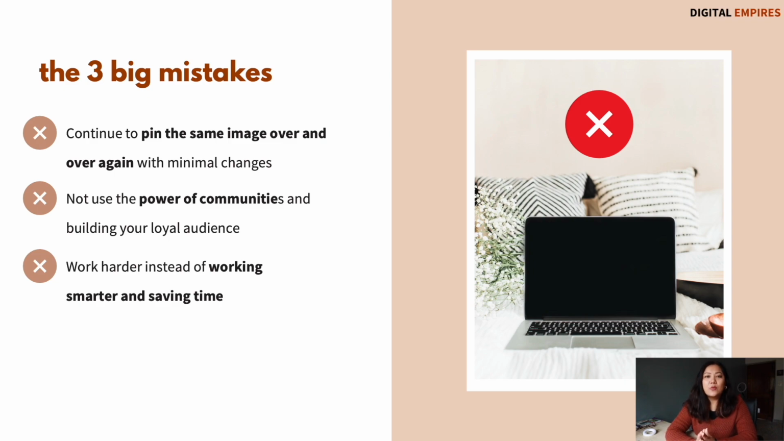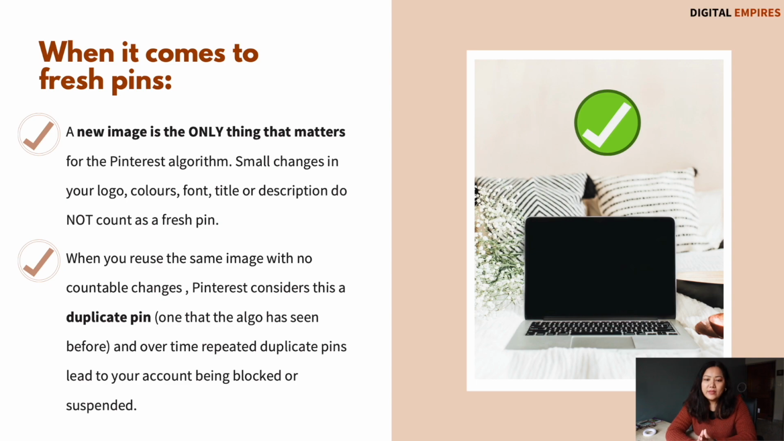Now, when it comes to fresh pins, what's really important is that a new image is the only thing that matters for the Pinterest algorithm. Small changes in your logo, colors, font, title, or description do not count as a fresh pin. Contrary to popular belief, the most important thing that Pinterest looks for is an image that it hasn't seen before. So you want to make sure that you're using a new image every time you want to create a fresh pin. When you reuse the same image with no countable changes, Pinterest considers this a duplicate pin. Now, a duplicate pin is one that Pinterest has already seen before, and hence it doesn't really give you the benefit of fresh content or driving fresh traffic to your account. Not to mention, when you repeatedly create duplicate pins over and over again, it can lead to your account being blocked or suspended in the long run.